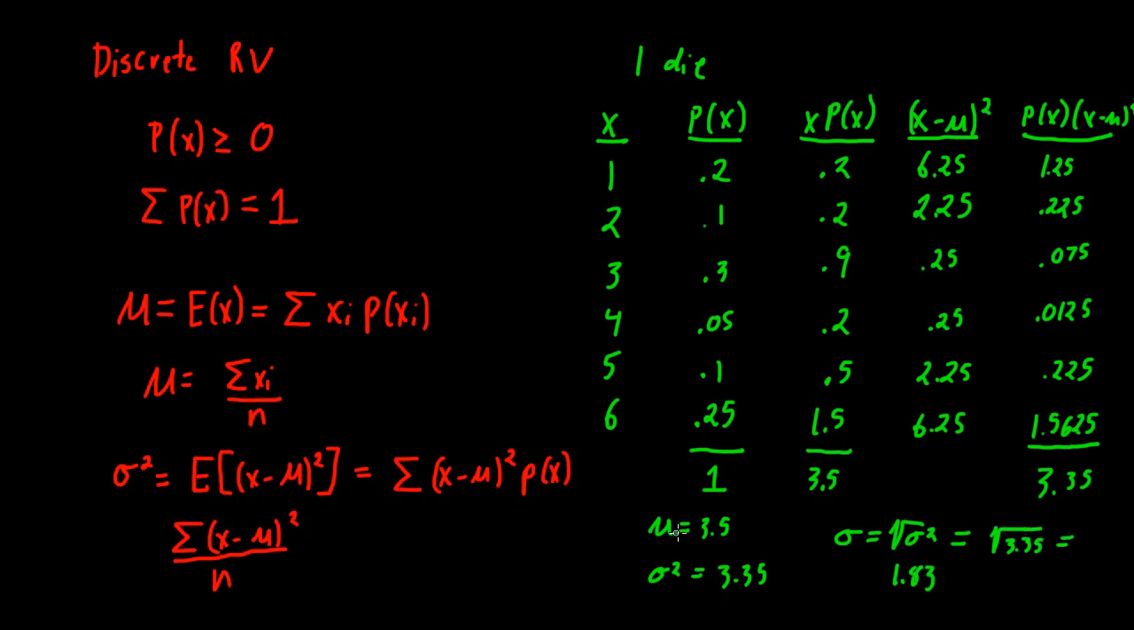So now we have the mean for our distribution, the variance, and the standard deviation for our distribution, just based off of our distribution table, the particular outcomes, and the probability of them happening.